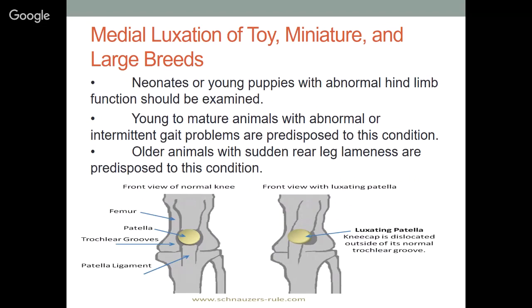If they're young or mature animals and they have abnormal or intermittent gait problems, they are probably predisposed to this condition. Older animals with sudden rear leg lameness are predisposed to this condition. What I will often see, and I will describe this to the client, is the animal will be walking along and all of a sudden they may yelp or may say nothing at all and just lift up their rear leg suddenly. They may hop for a few seconds or even a few steps and then kick out their leg, and that pops the patella back into place.